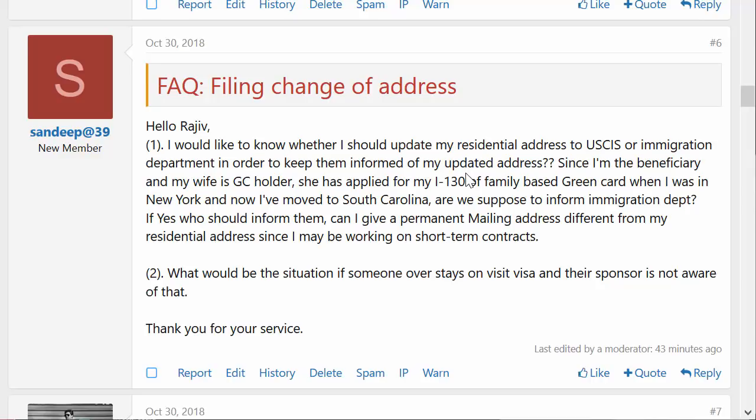So if you're on student visa, H1 visa, L1 visa, P visa, any kind of visa, if you move around, you're supposed to inform the government online or by filing AR-11. So Sandeep wants to know, should I update since I'm the beneficiary and my wife is a green card holder? Now, since you are living in the United States and you don't have a green card, I'm assuming you're on a non-immigrant visa. You haven't made that clear. If you're on a non-immigrant visa, you have to notify the government, no question about it.